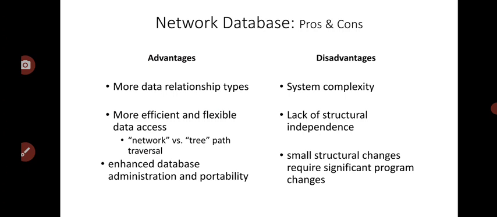Network database pros and cons, advantages and disadvantages. Advantages of the network database model: more data relationship types can be represented here, more efficient and flexible data access can be achieved, network versus tree path traversal, and enhanced database administration and portability. Disadvantages: system complexity and lack of structural independence. Small structural changes require significant program changes with respect to the network database model. These are the disadvantages of the network database model.